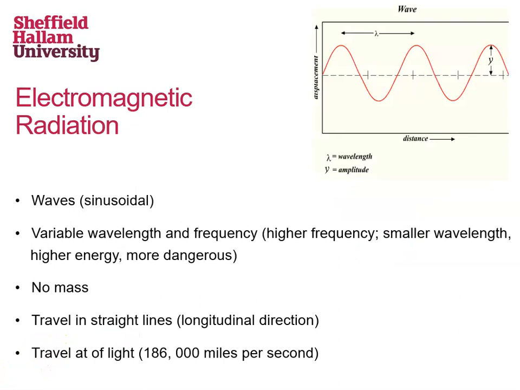So electromagnetic radiation is not technically particles, they are waves or packets of energy that we call photons, and these behave in exactly the same way as light does, so travel in straight lines, and they travel at the speed of light, and they have variable wavelength and frequency. So if you've got a high frequency, you've got a shorter wavelength, and those are higher energy and more dangerous, and when you get beyond a certain point they become high enough energy to be ionizing.